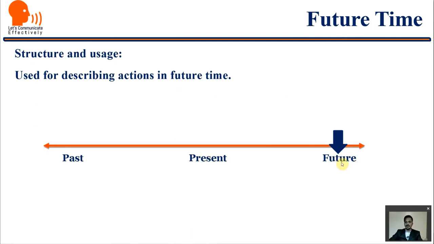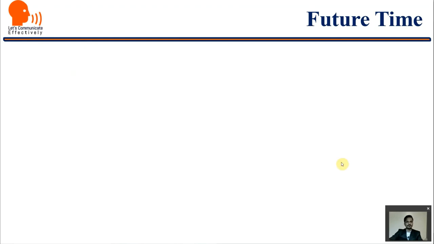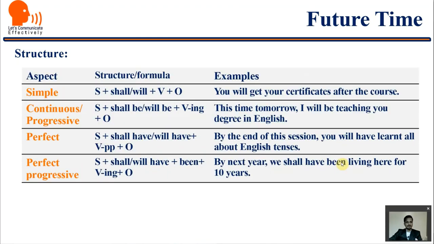Past, present, and now it is future. Structure, same. Now in simple present, we saw S plus verb, S/ES, and verb object. Then in simple past, we saw subject plus verb, its ed form. Here in future, as it is not a tense, we use modal auxiliaries to indicate the future time, and that's why it is called future time.